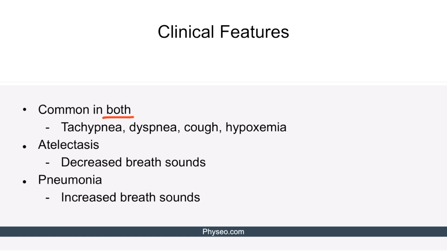Now let's continue with the clinical features. Both atelectasis and pneumonia can compromise the function of the lung tissue and result in tachypnea, dyspnea, cough, and hypoxemia. And that all makes sense. They're not getting enough gas exchange, hypoxemia, they're coughing, uncomfortable, they don't feel like they can breathe, and they're just breathing a lot. However, in atelectasis, the alveoli are collapsed and the airflow is limited, so you might not even hear much. So just recognize that in both types, atelectasis or pneumonia, clinically they're going to be very similar, like on vital signs and if you just look at them.